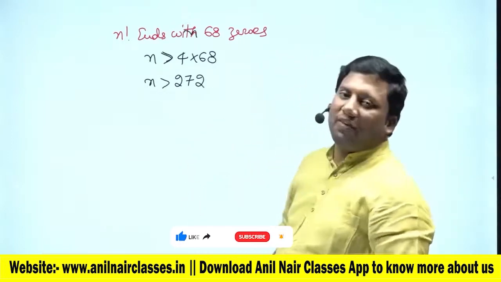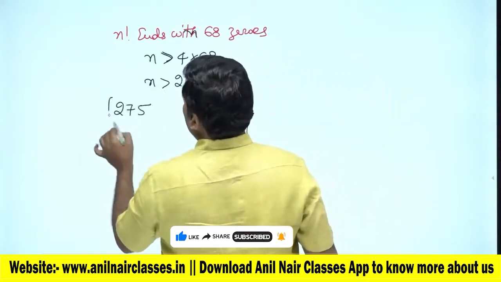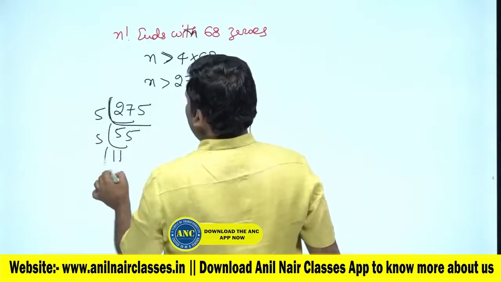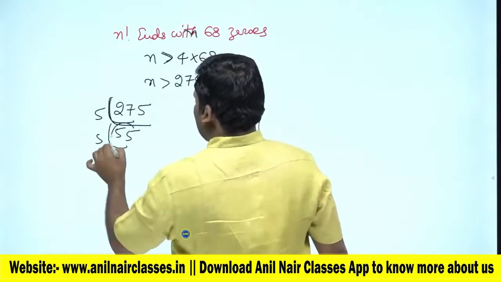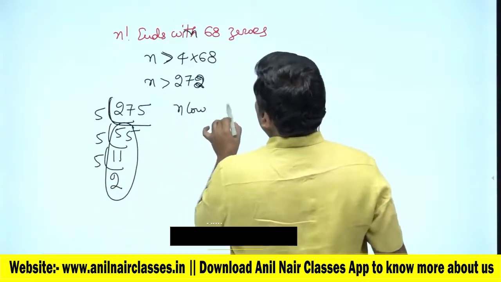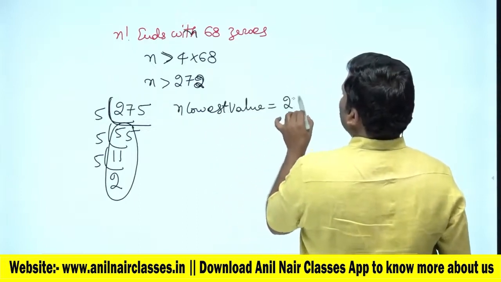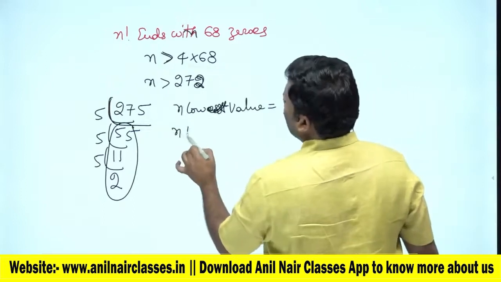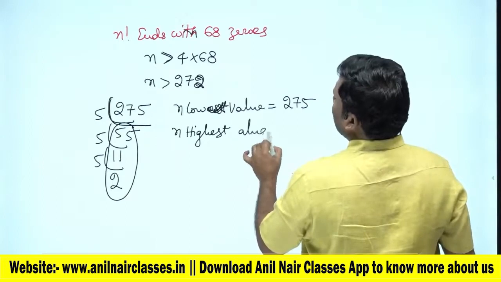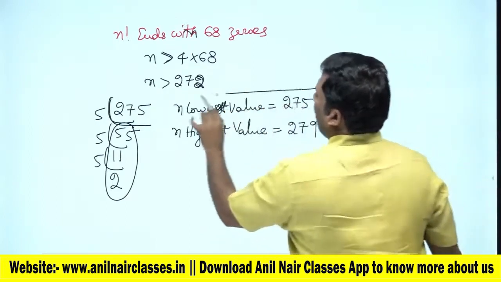What is the multiple of 5 just greater than 272? 275. So this will be 5 55s are, 5 11s are, 5 2s are. That means 66, 68. N lowest value which will satisfy this condition will be 275, and n highest value will be 275, 276, 278, 279. Till 279, number of zeros will not change.